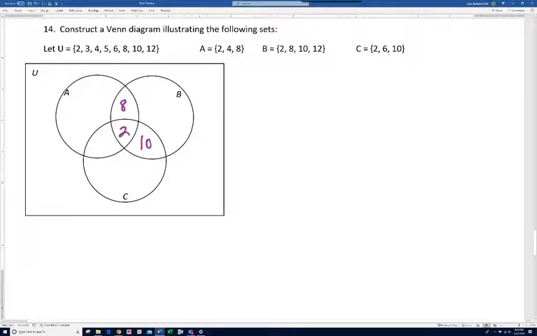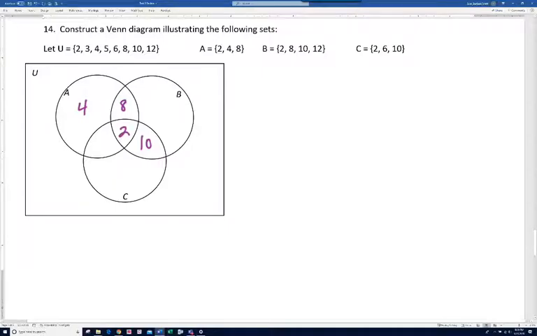All right, and let's look at the intersection of A and C. Now, if you look at A and C, the only thing they have in common is the 2 we already found that's in all 3 circles. There's nothing else they have in common, and so we won't be adding anything else to the overlap of A and C. Now we're ready to fill out the rest of circle A, where we don't have overlap. So we already have 8 and 2, so we're missing the 4. So 4 goes in the part of A where there's no overlap.